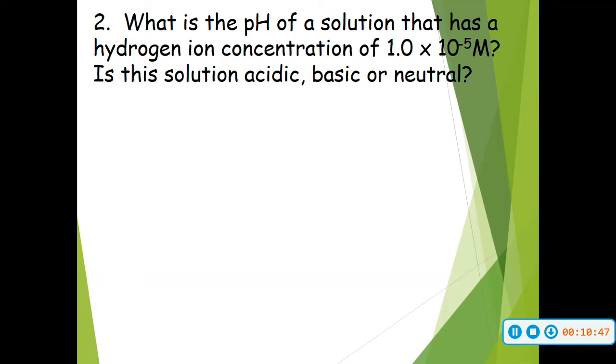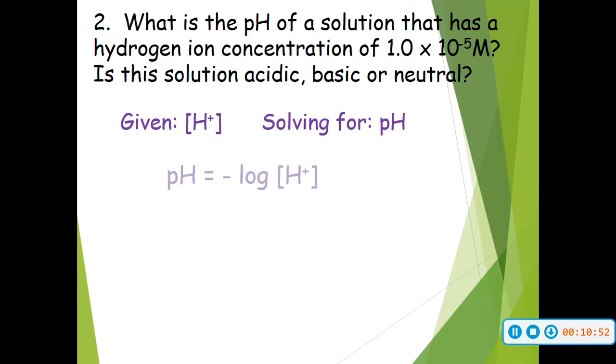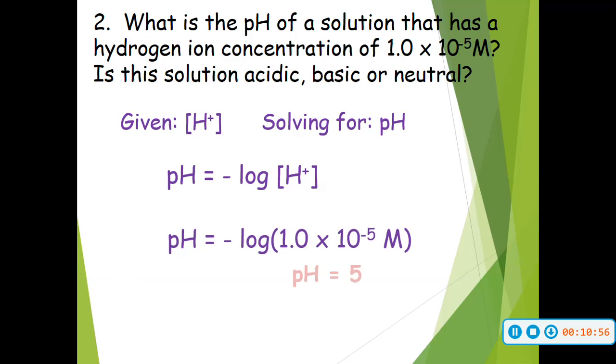But if you did say that we are going to use the negative log formula, you are also correct. But it's just an extra step that you really didn't have to do because you would still get a pH of 5. And because we have a pH of 5, then our solution is actually an acid.